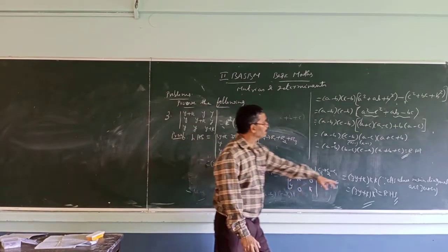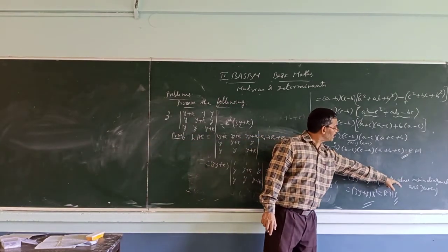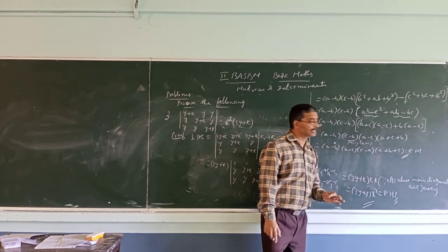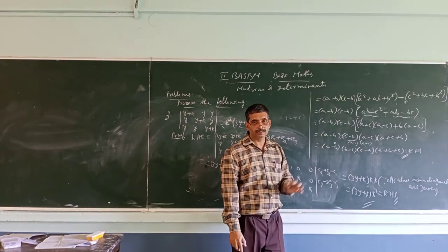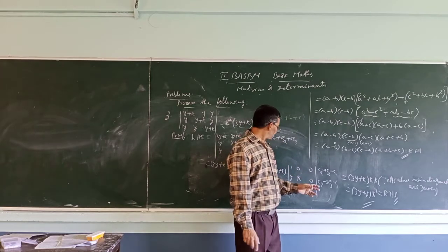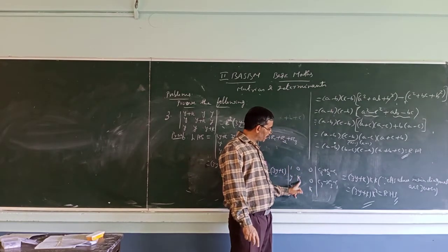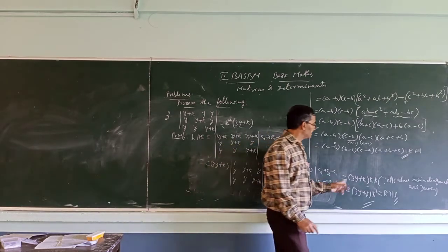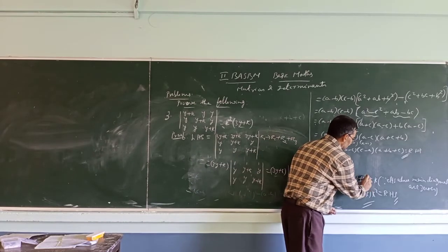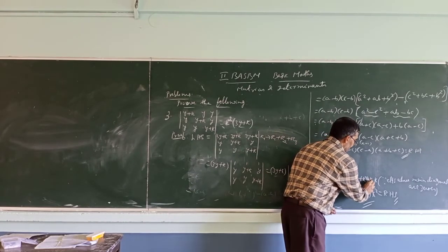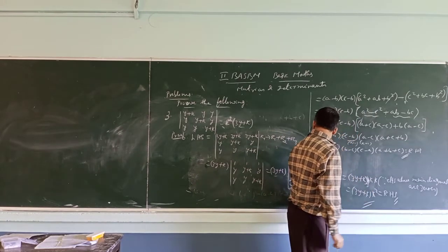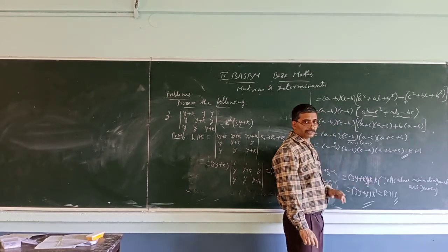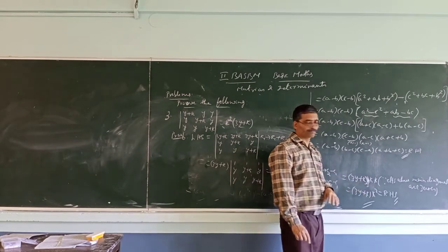Use one property here. Elements above the diagonal are 0 means, what is the meaning? The determinant is given by the product of the diagonal elements, 1 into k into k. Actually, this is nothing but 1 into k into k. I have written k into k. Okay, it is 1 into k into k, because 1 I have already taken out. So that is the same thing.